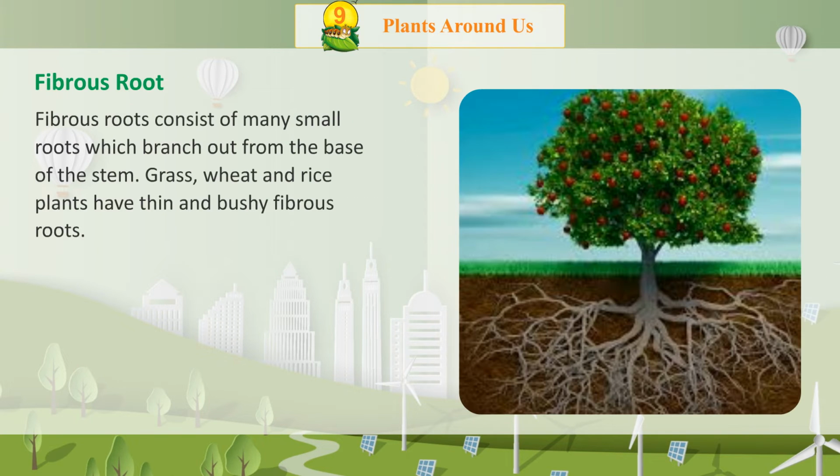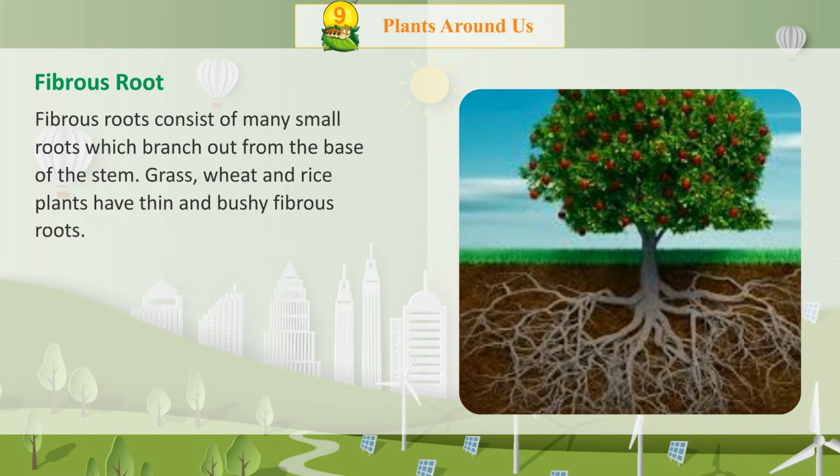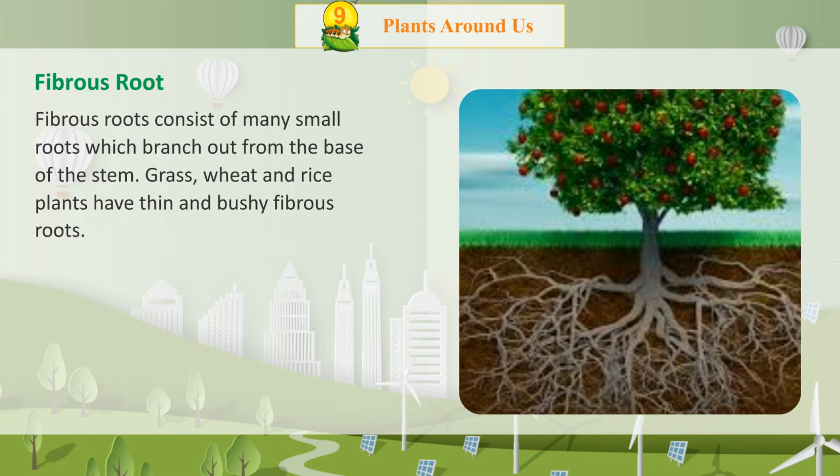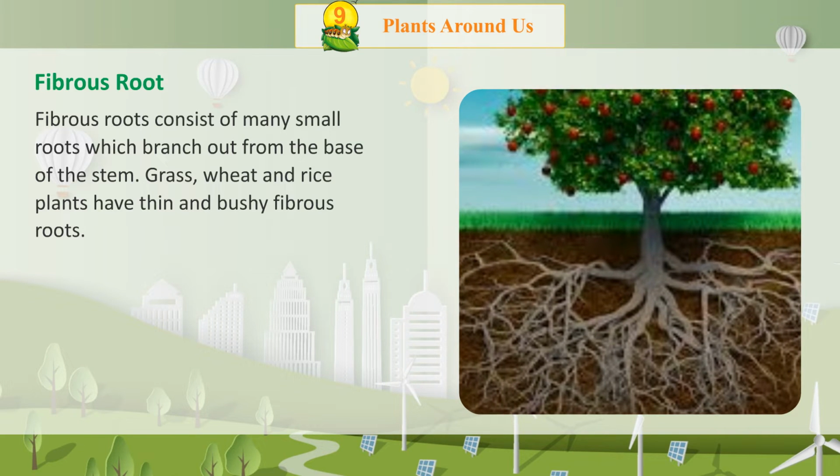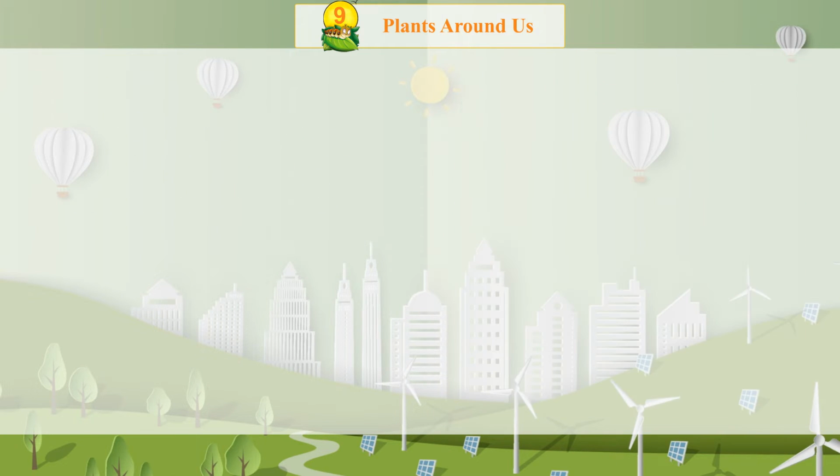Fibrous root. Fibrous roots consist of many small roots which branch out from the base of the stem. Grass, wheat, and rice plants have thin and bushy fibrous roots.